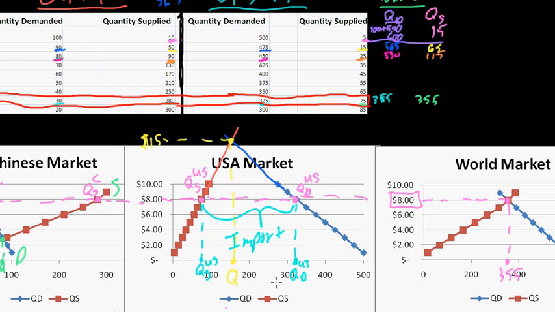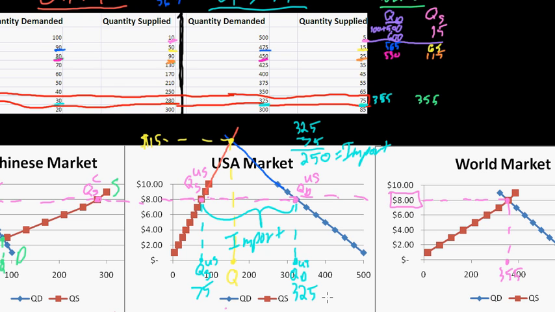And then the way that we see that numerically is this is 325, and I'm just getting that from right here. And then this right here is 75, which I'm getting from right there. And if we take 325 and we subtract 75, we are going to get 250. So the US is going to import 250 toys.